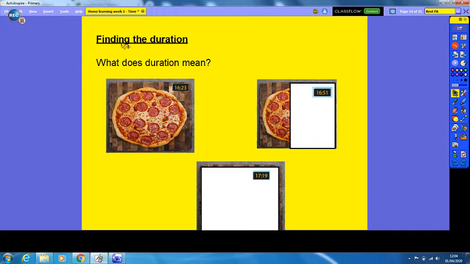Okay, so our next lesson is all about finding the duration. What does duration mean? Duration is the length of time that an event takes place. That's how long an event happens.